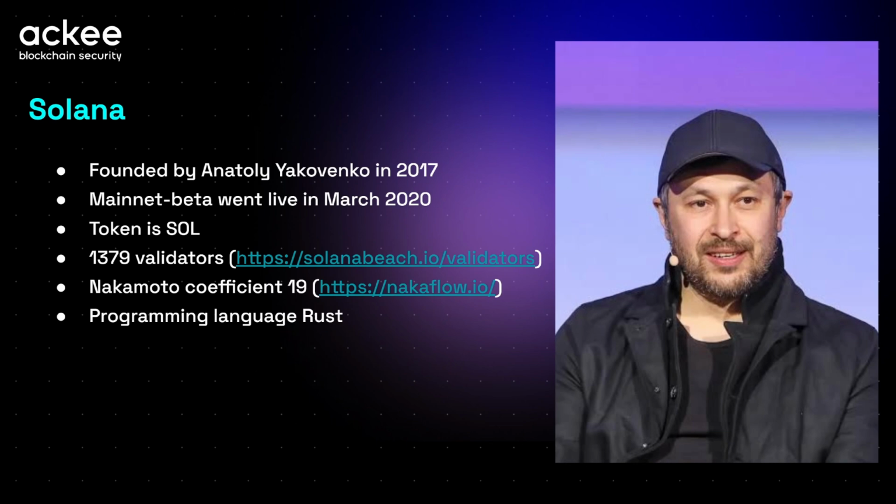If you open nakaflow.io, you will see Nakamoto coefficients for different blockchains. I do not want to make any comparisons here. Some people like the Nakamoto coefficient, others don't, so check the source and form your own thoughts. Obviously, some blockchains have bigger Nakamoto coefficients, some have smaller. I would say 19 is, at the current state of the blockchains, pretty all right.